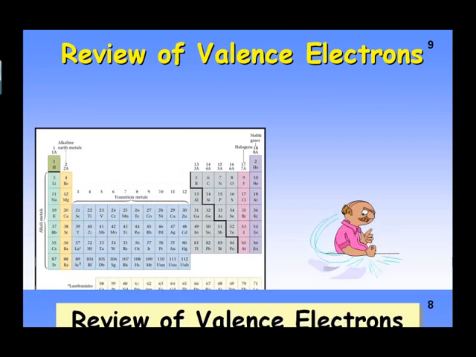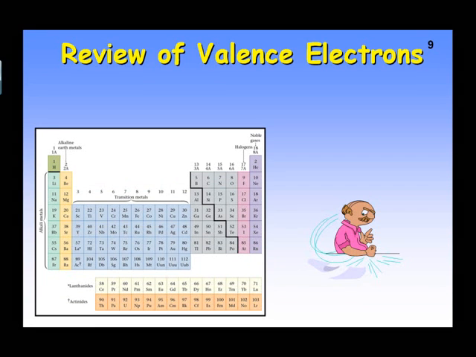Now, a real quick and easy way to determine valence electrons is to simply look at the group number that the element is in. For example, hydrogen is in group 1, so it has 1 valence electron. Beryllium is in group 2, so it has 2 valence electrons. If we go over to boron, boron is in group 3, so it has 3 valence electrons. Carbon is in group 4, nitrogen in group 5, oxygen in group 6, fluorine in group 7, and then finally the noble gases are in group 8. Now helium is kind of an exception. It's in group 8, but it actually has 2 valence electrons.